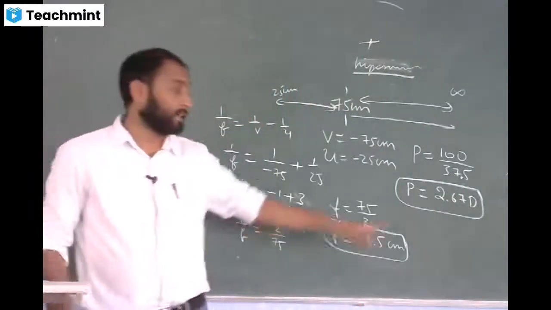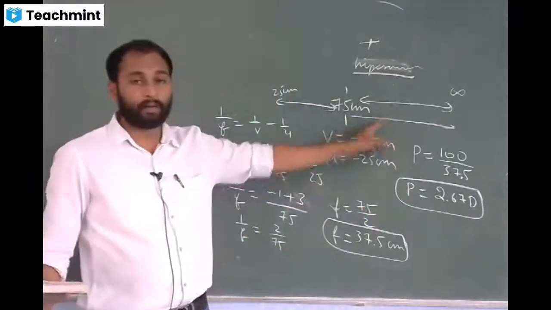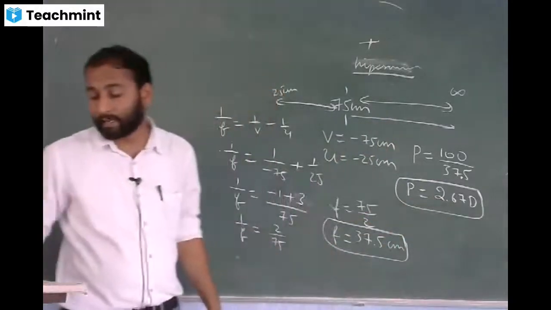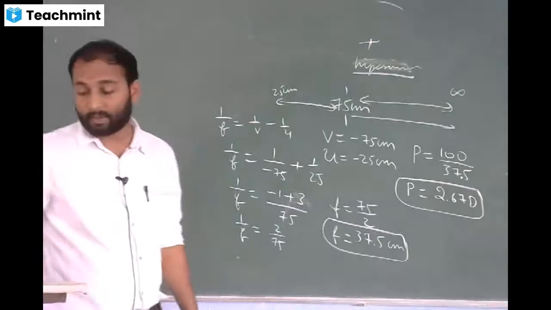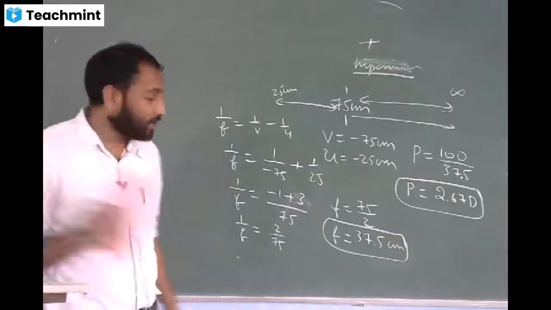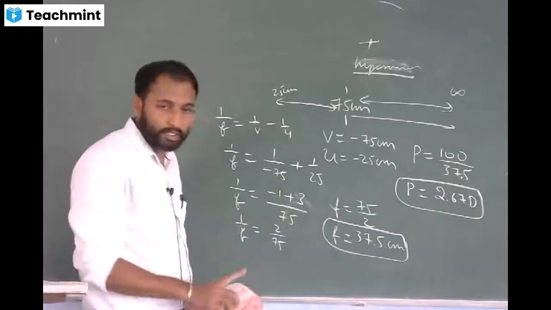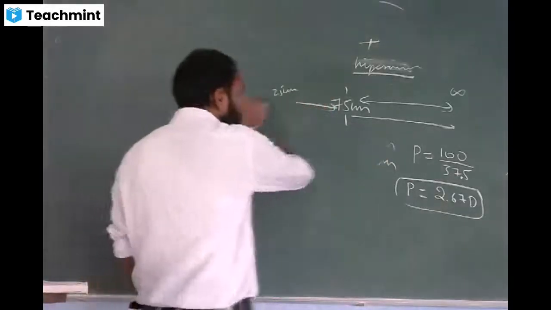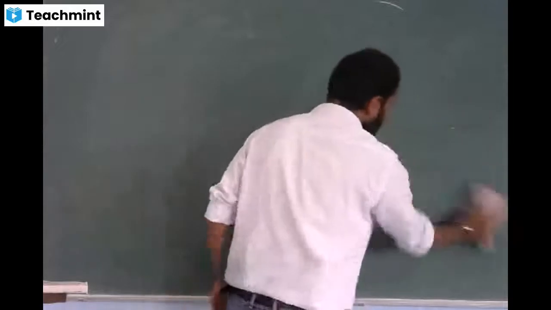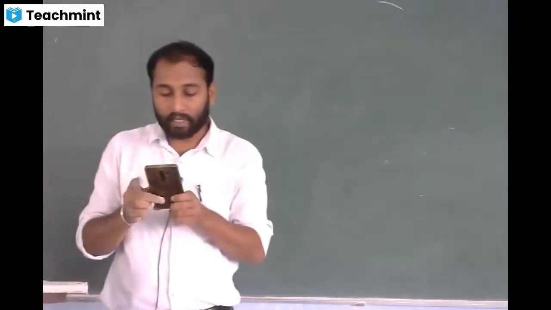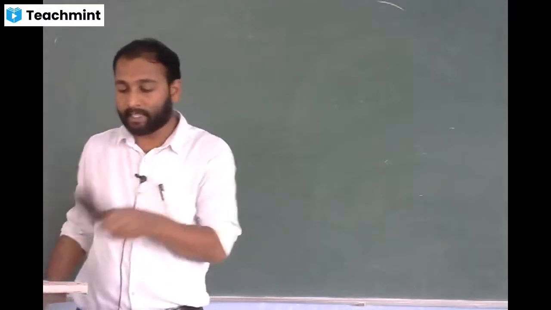So you can say clearly the person is suffering from hypermetropia and his power is 2.67 diopter, and the lens used is a convex lens. Lens used is convex lens. So next problem. A person cannot see beyond 80 centimeter.